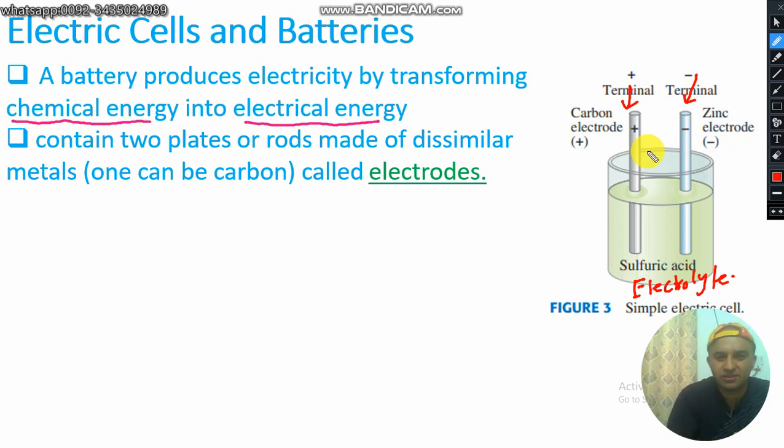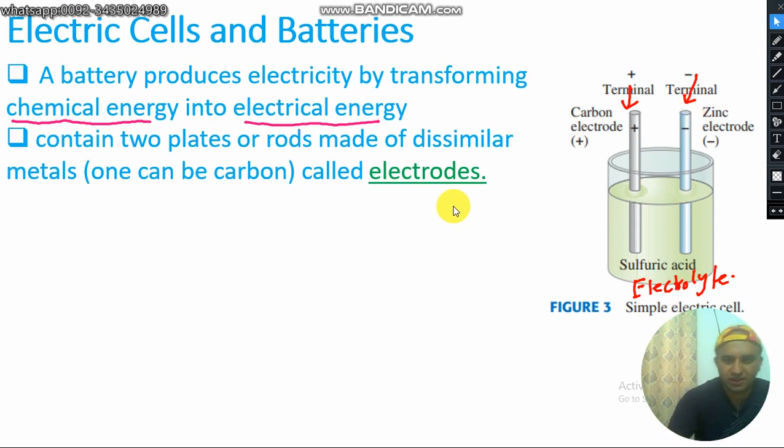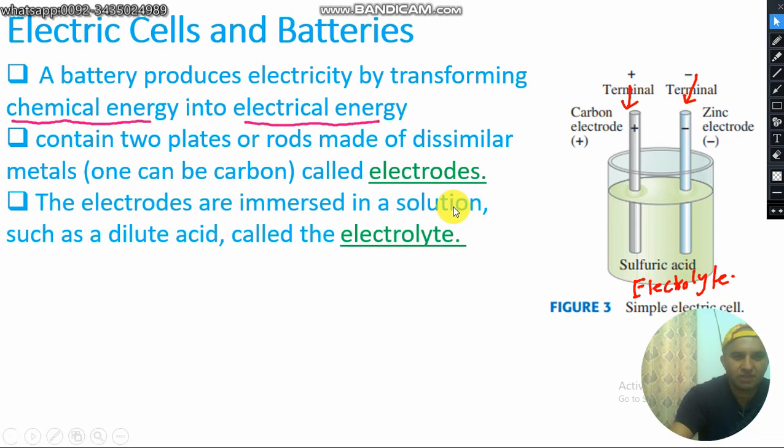So how do we convert this chemical energy into electrical energy? One minute, I have to explain this one. The electrodes are immersed in a solution such as a dilute acid, the electrolyte. So how is this chemical reaction converted into electrical energy?